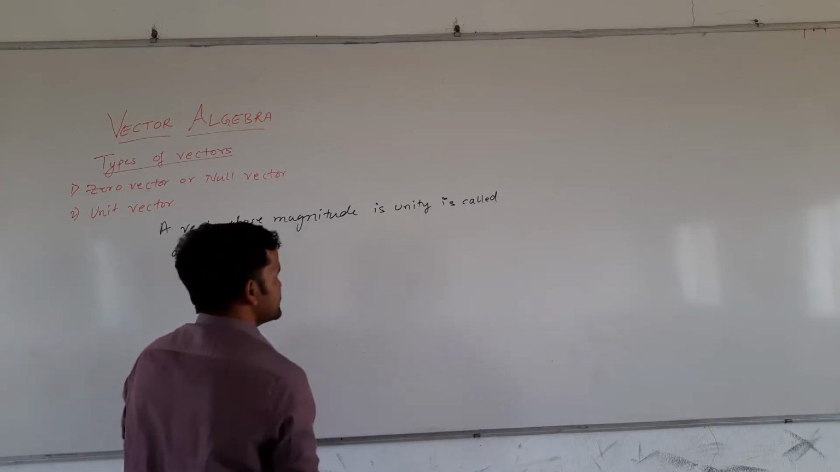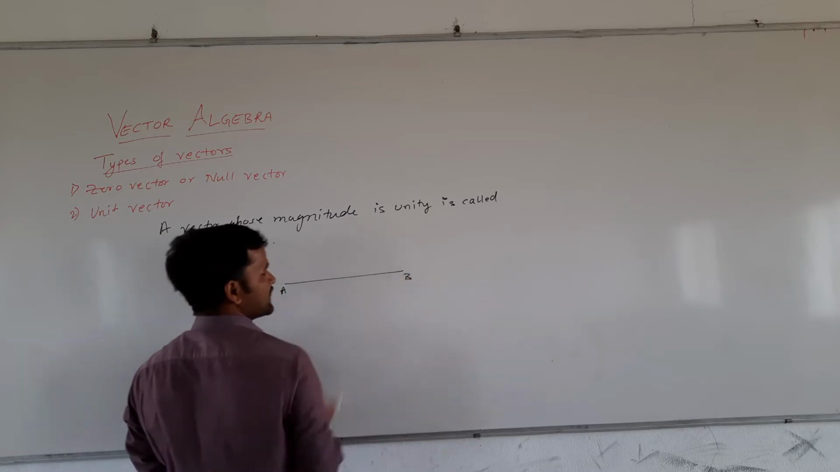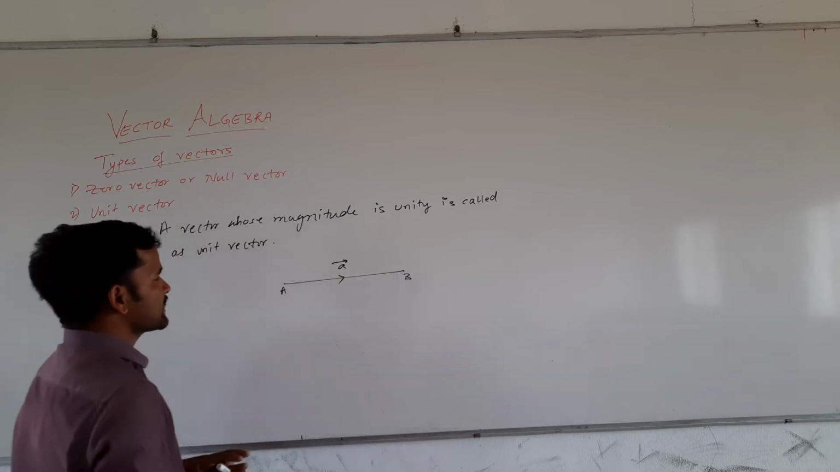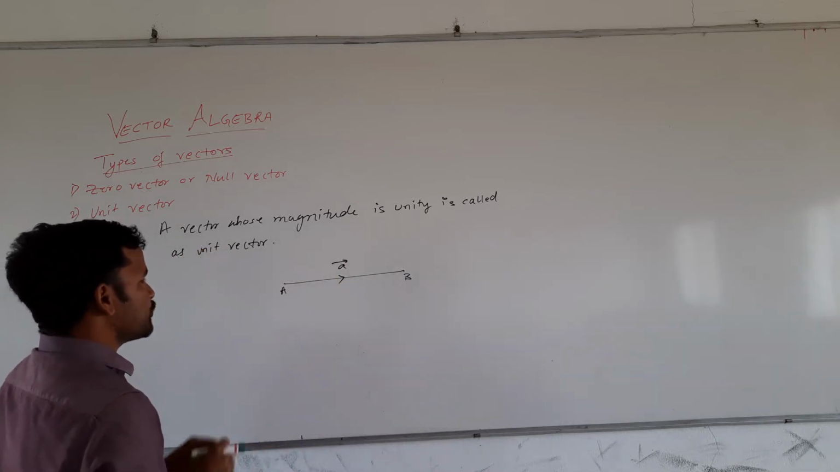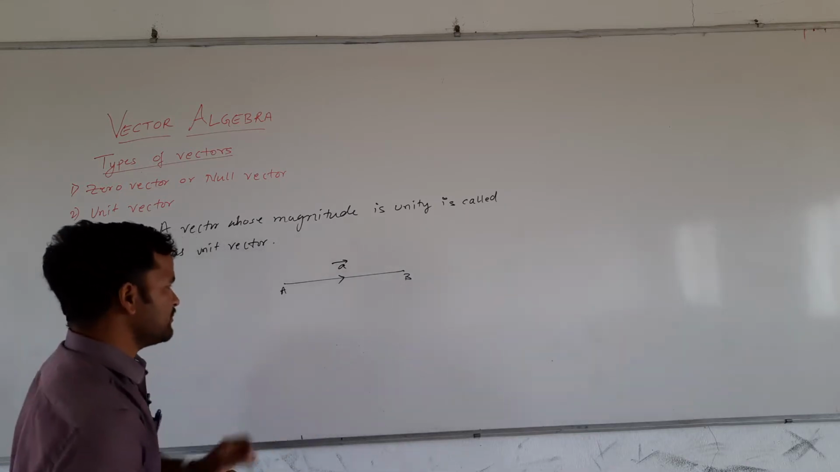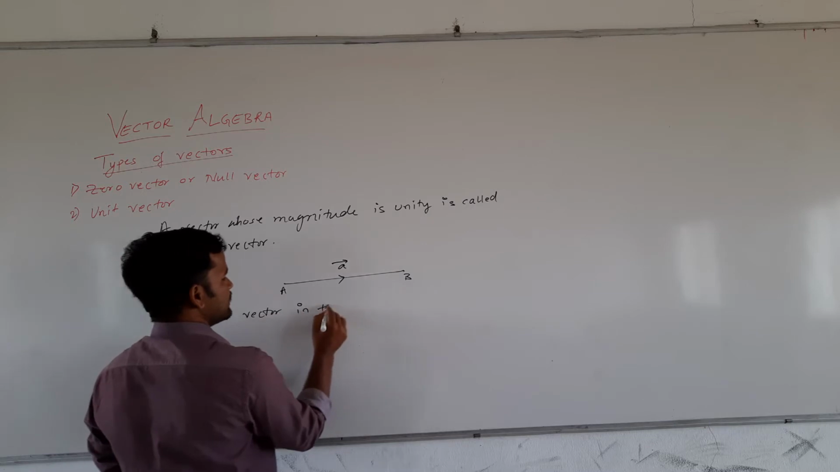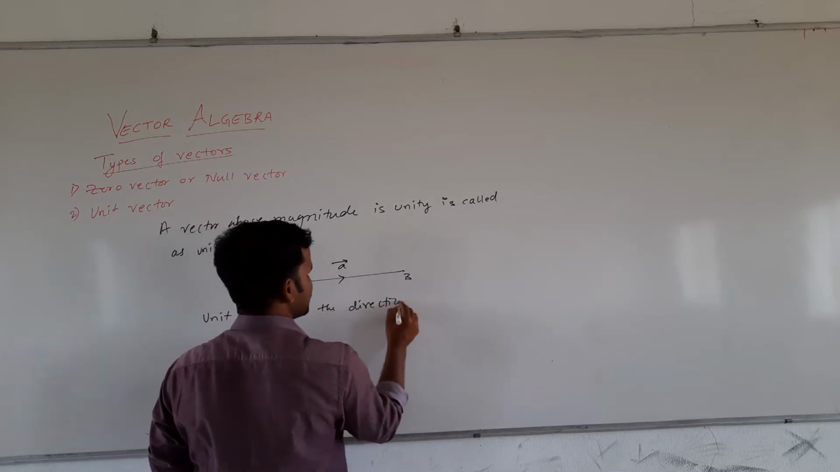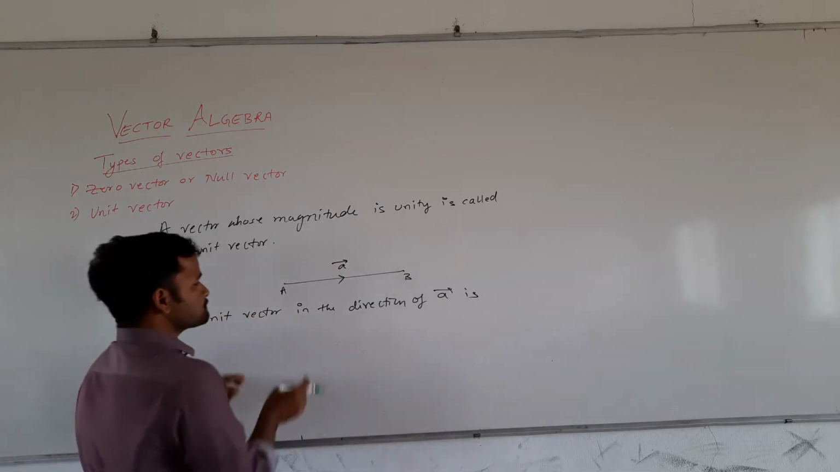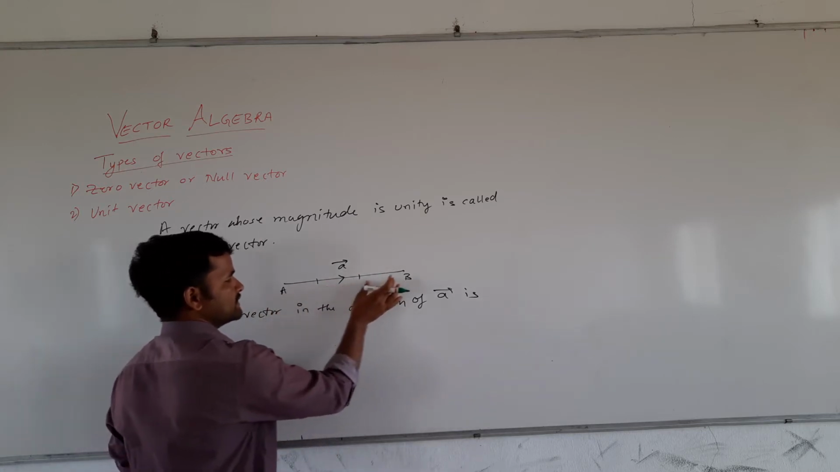See, suppose there is a vector starting from point A and ending at point B. Let me name this as vector A here. See, this is a vector. What is the unit vector in the direction of vector A? A unit vector in the direction of vector A will be taken like this. See, let me explain that concept. A to B, suppose I have three units, first unit, second unit, third unit.